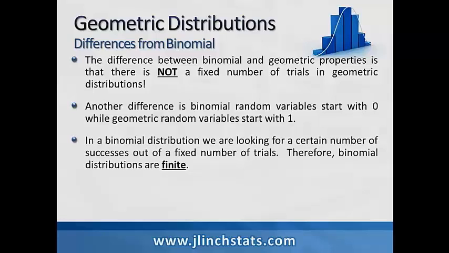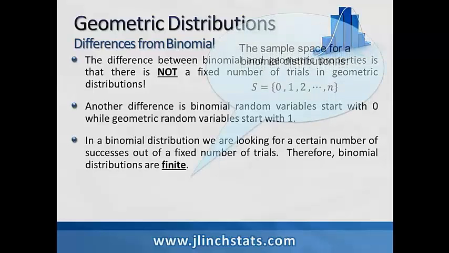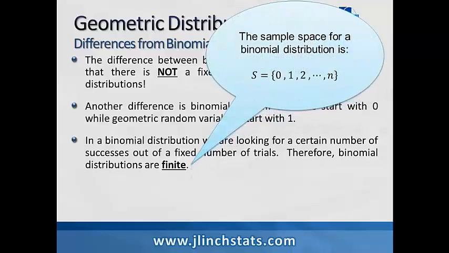In a binomial distribution, we are looking for a certain number of successes out of a fixed number of trials. Therefore, binomial distributions are finite. And the finite distribution will go from 0 all the way to n, the number of fixed trials. In other words, the sample space for a binomial distribution is s equals 0, 1, 2, all the way through n. We could have 0 successes, exactly 1 success, 2 successes, so forth and so on, all the way till we get to n, which is denoted as the number of trials.